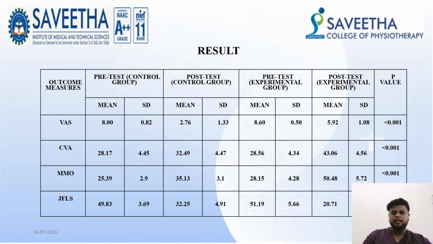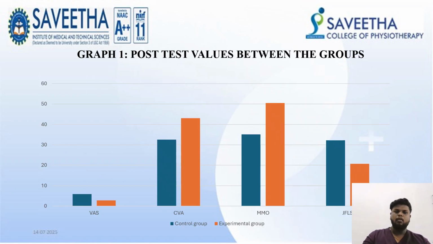So it is improved. In the same way, the MMO of the control group post-test is 35, but here it is 50. The JFLS post-test of the control group is 32, here it is 20.